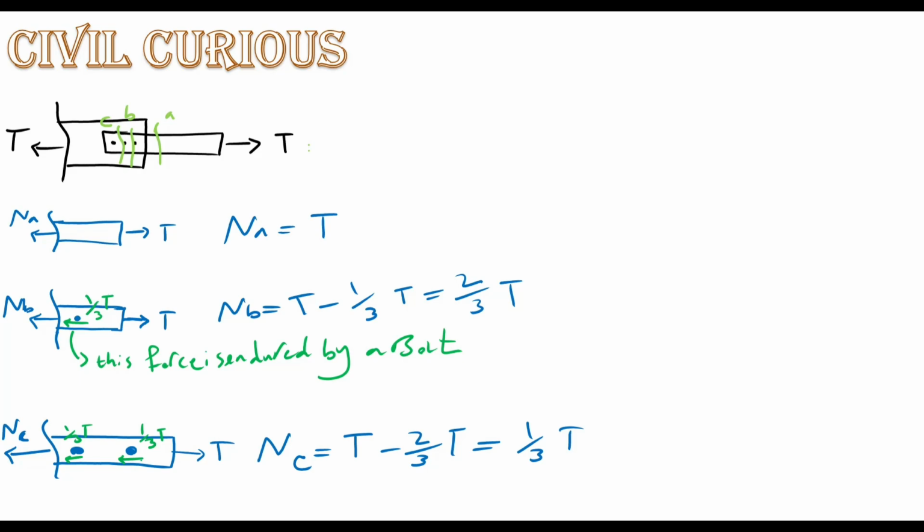Because of 2 bolts, we decrease the value of T by about 0.66. Okay, that was the definition for tensile force when we have a connection and when we don't have a connection. You see?